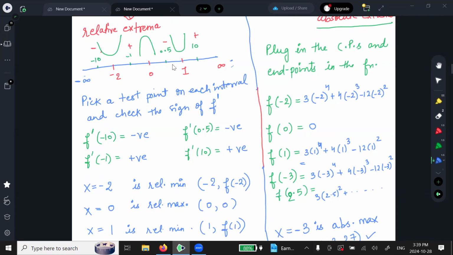Now I want to talk about some of the problems that involve finding the critical points, but are not very straightforward.